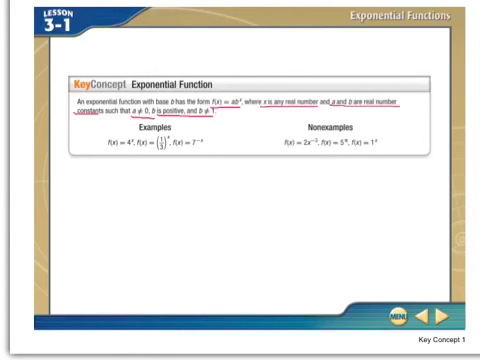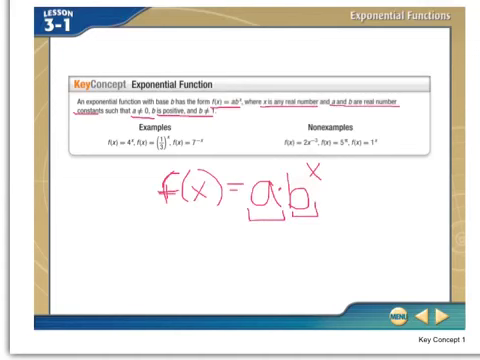So here's the thing. If I'm looking at the function f of x equals a times b to the x power, a cannot equal 0 because if a was 0, then the entire function would be f of x equals 0. And b cannot equal 1 because 1 to any power is just going to stay 1, and we would just end up with a constant as well. So b has to be positive as well. b cannot equal 1, but b has to be positive.